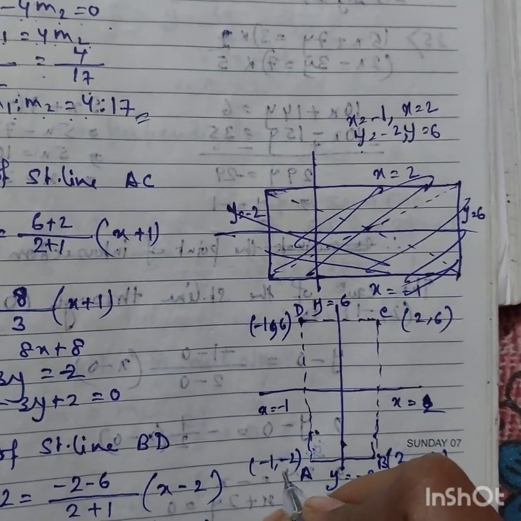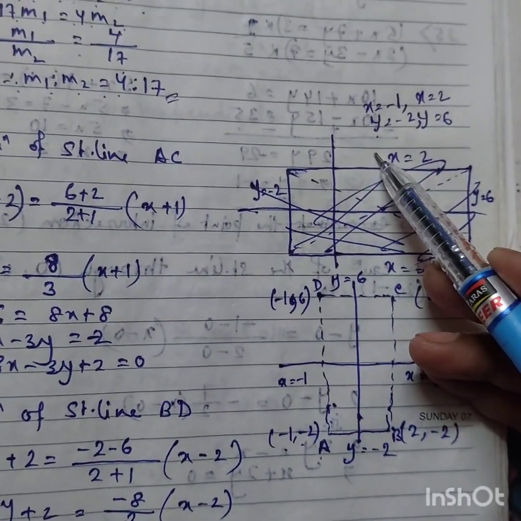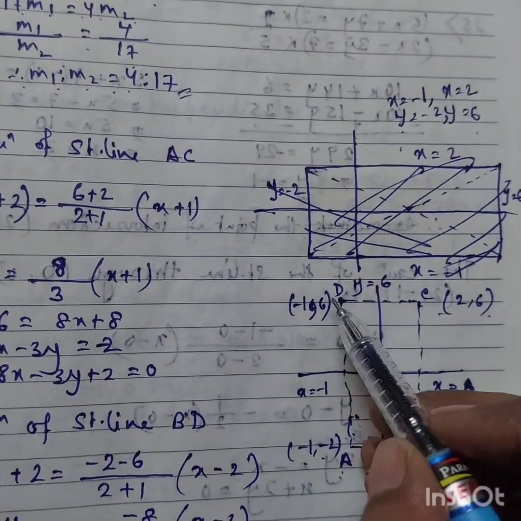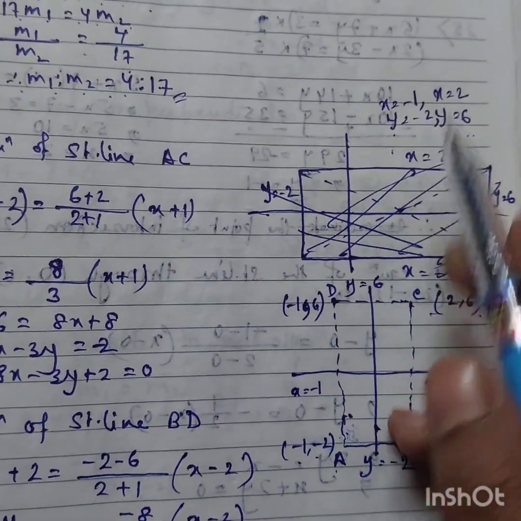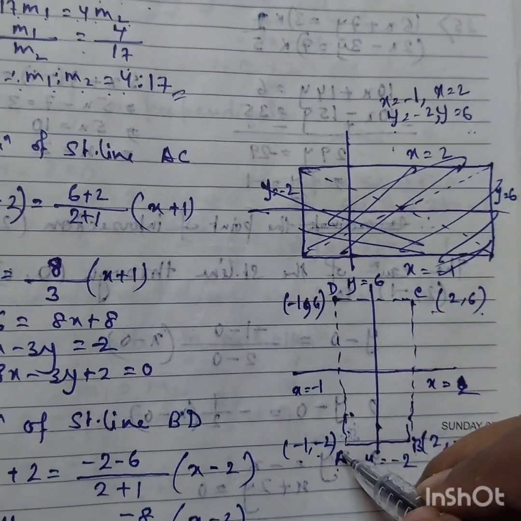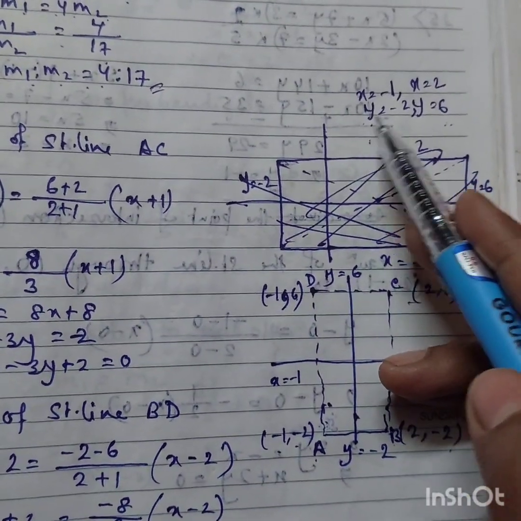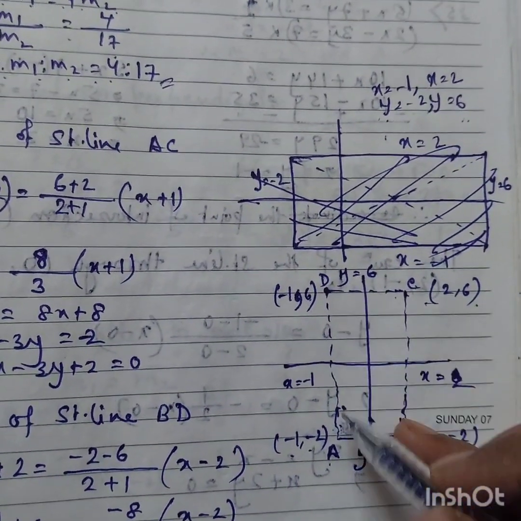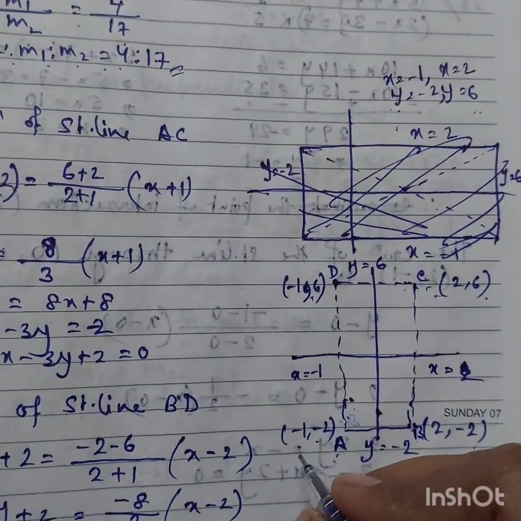So x equal to minus 1 and y equal to minus 2, so the coordinate will be this A. This B is (2, minus 2). This C is (2, 6), that is here, and D is (minus 1, 6). So we get the 4 coordinates, because if you draw this straight line, x equal to minus 1 is parallel to x equal to 2, and y equal to minus 2 means this straight line, and y equal to 6 means this straight line. So if you join the 4 straight lines, we will get 4 coordinates A, B, C, D. So that's how we get the coordinates.